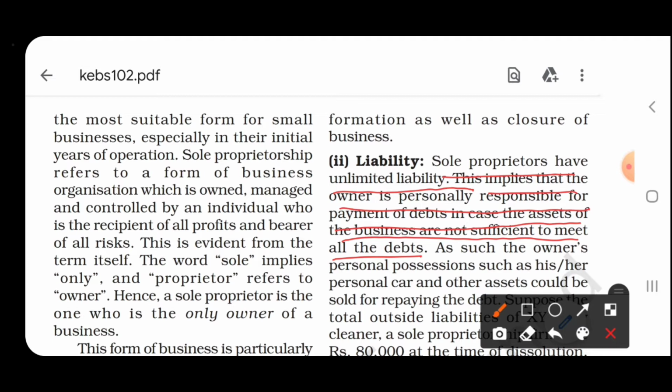So here the proprietor, otherwise the owner, has unlimited liability, that is, he is responsible for the payment of debt. If the business is not able to meet all the debts, then the owner is liable to pay it.